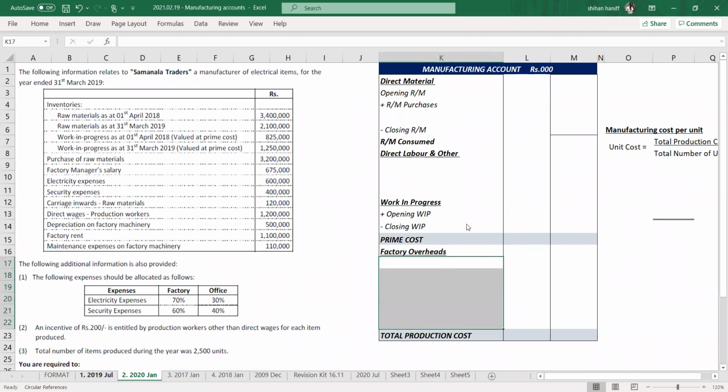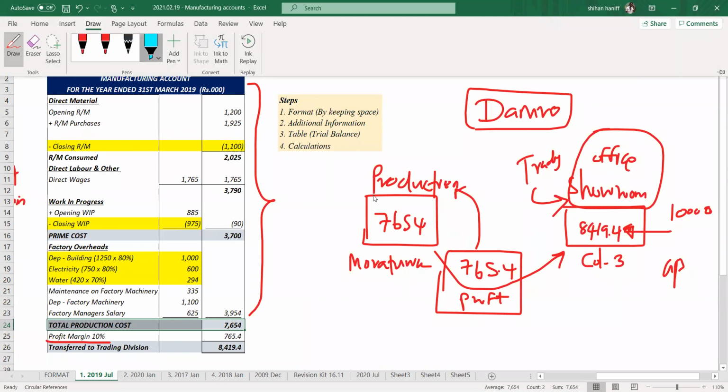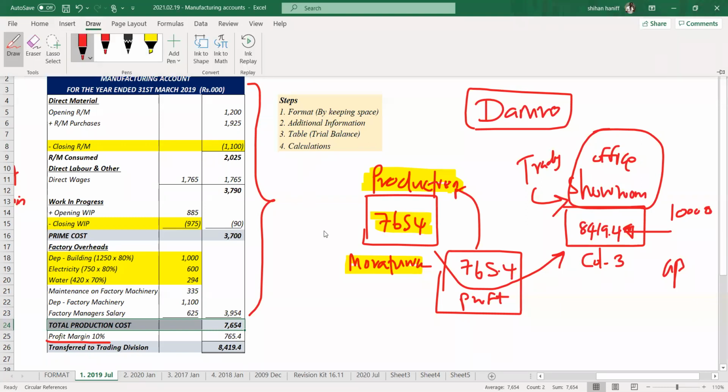There is a doubt. To explain this example again. Right, so this is Damro. Damro has a showroom, a production department in Morocco. Right? In the production department, their cost is 7,654. That's the cost. That's the amount they spend.